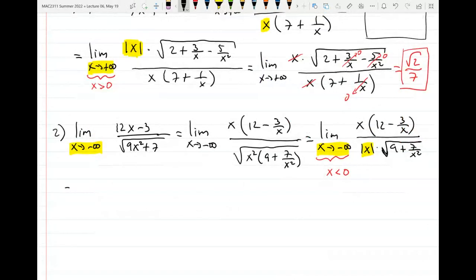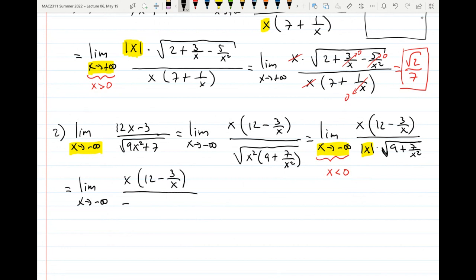So this will equal the limit as x approaches negative infinity of x times (12 minus 3 over x), and then in the bottom I need to put a negative x. Okay, so that's what you need to be careful about. Now we're free to simplify the x's, but notice that there is a negative one that remains there, right? Now we take our limits.